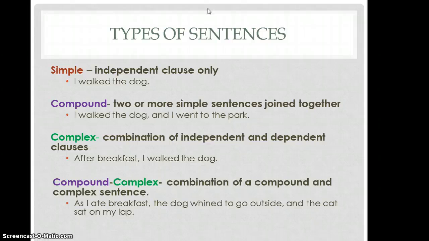Then I have compound complex, which is a combination of compound and complex sentences. In this example, "as I ate my breakfast," that's a dependent clause because I don't know what happened as I ate my breakfast. "The dog whined to go outside," that's an independent clause, and "the cat sat on my lap," that's another independent clause. So this has 1 dependent and 2 independent. It becomes a compound complex sentence. We'll go over more examples of these in live class.